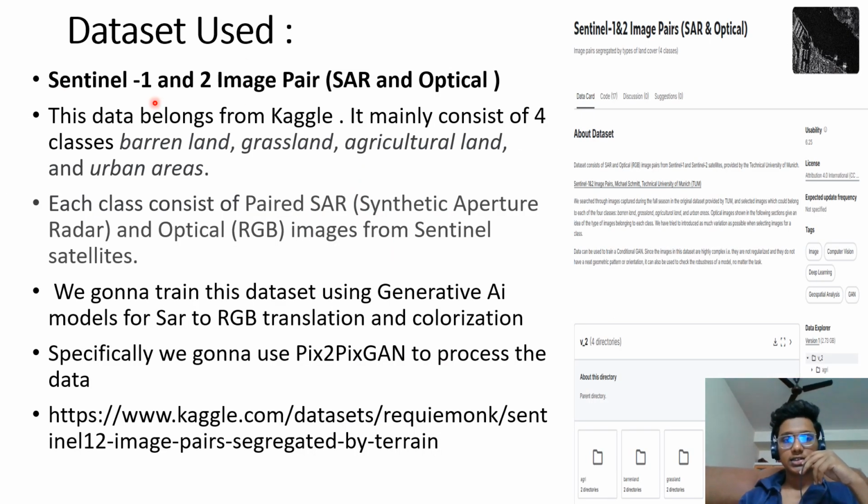Now let us look at the dataset used in SAR image colorization. There is a dataset named Sentinel-1 and 2 image pair, SAR and optical, which is present on Kaggle. This mainly consists of four classes, which are agriculture, grassland, bareland, and urban land. These four contain subdirectories, which are S1 and S2. S1 are the grayscale images, S2 are the ground truth images. We're going to use Pix2Pix GAN to process the data.